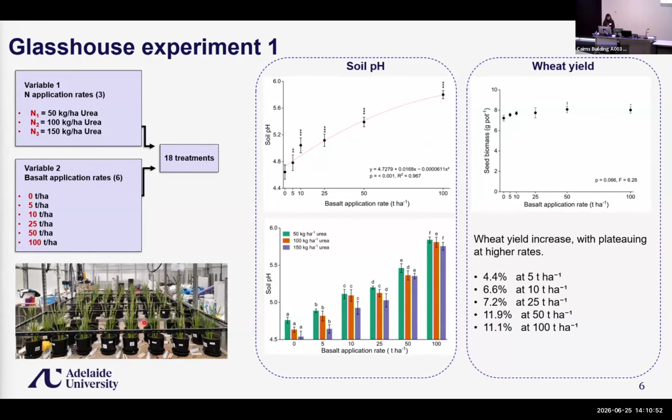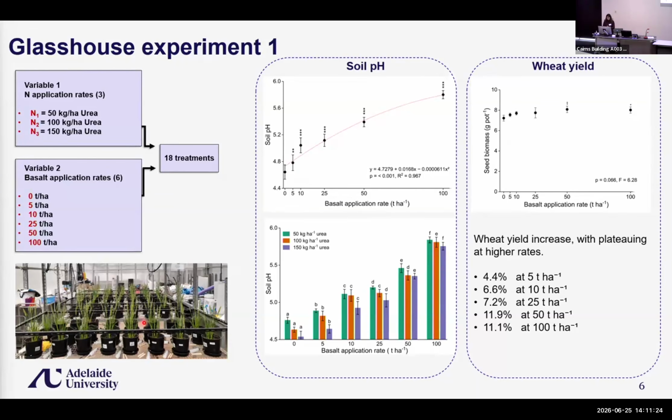So because of the time limitation, I'll be discussing only a few results from each experiment. The soil pH increased significantly compared to the control when basalt was added at all the rates. However, when the urea application was increased, there was a slight decrease in pH at all the basalt rates, and I think it might have been because of the proton release by urea as a fertilizer.